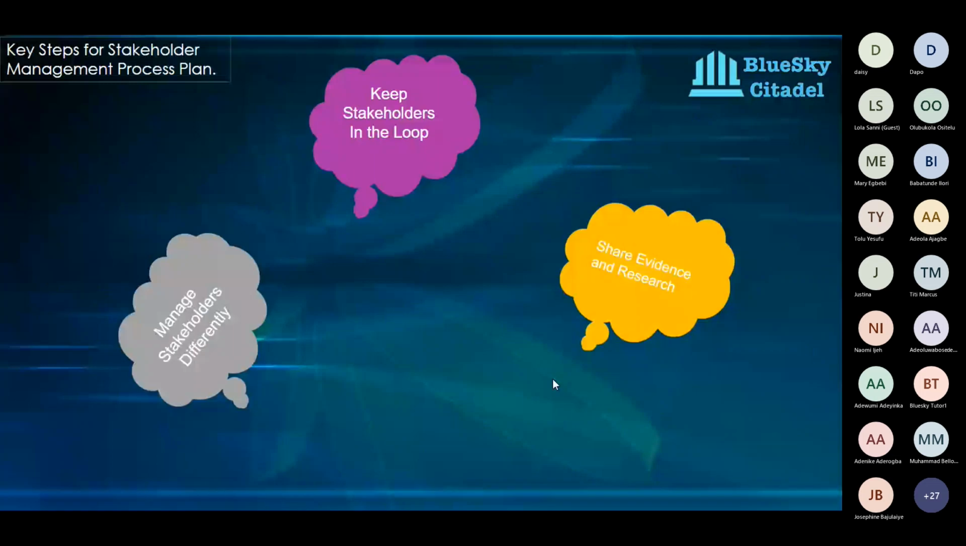So we also have keeping stakeholders in the loop. Now, this also goes back to communication again. And I cannot overemphasize communication with stakeholders, guys. So please, let's keep that at the back of our minds as business analysts. Keep your stakeholders in the loop.